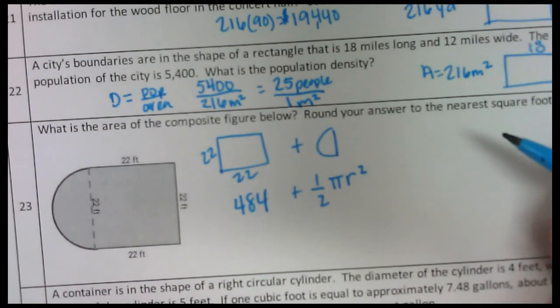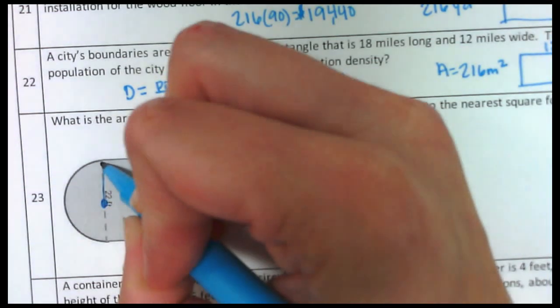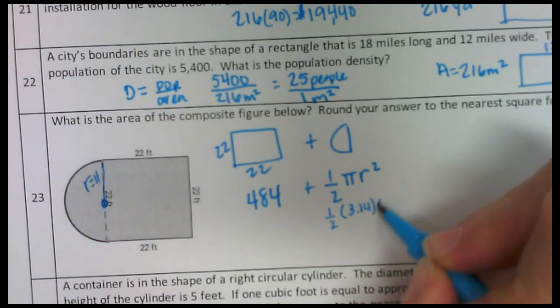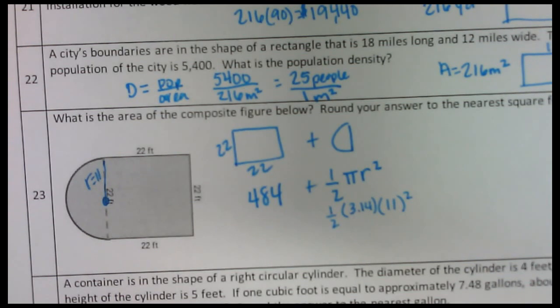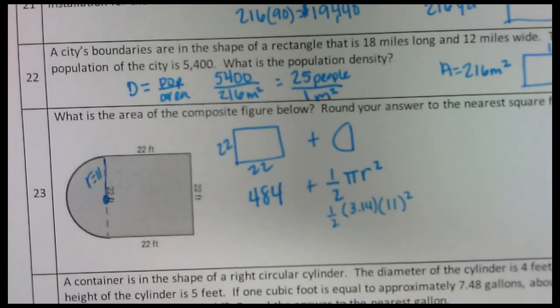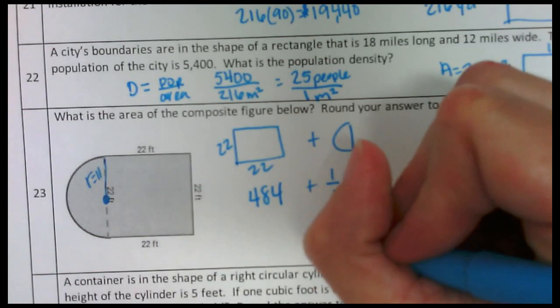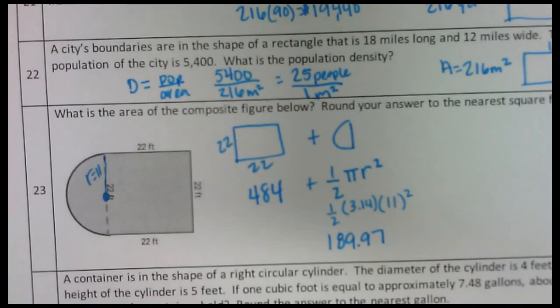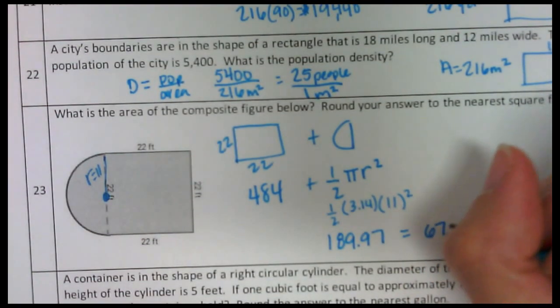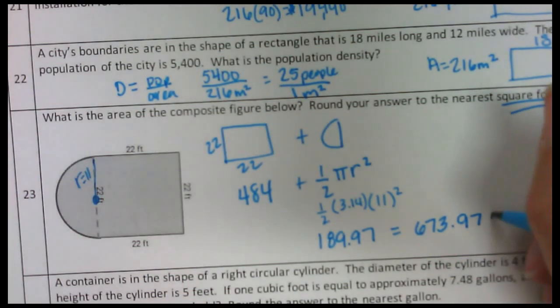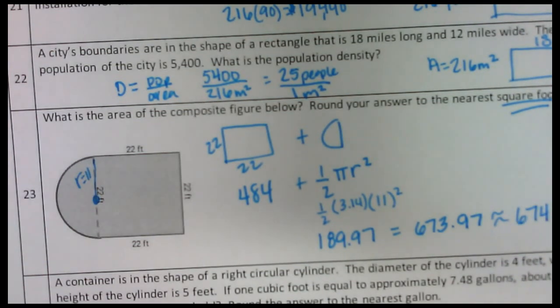So in this case, I need to figure out r. R would be from the center to the edge, so r is 11. So I'm going to have to do 1/2 times 3.14 times 11 squared. So 121 is the 11 squared, and then I just multiply those three pieces of information together. So I've got 189.97, and I'm adding that to my 484. So I've got 673.97, and it says round to the nearest square foot, so that means I'm rounding up, so 674.